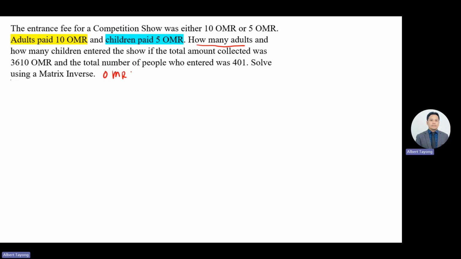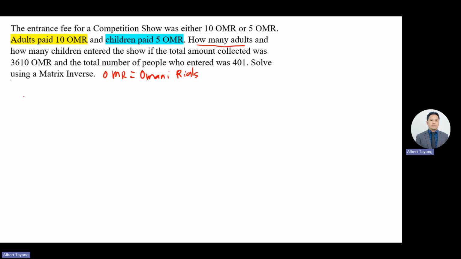OMR actually is Omani Rials. This is the currency of Oman. All right, so the entrance fee for a competition show was either 10 Rials or 5 Rials, and adults paid 10 Omani Rials and children paid 5 Omani Rials.